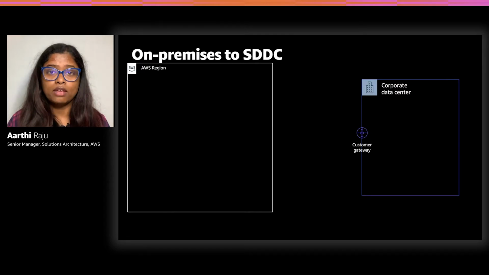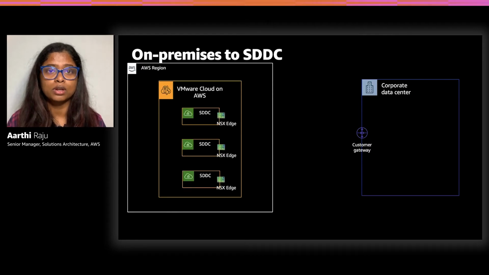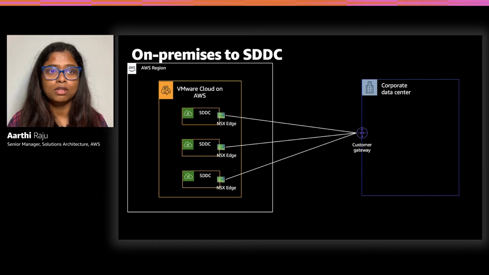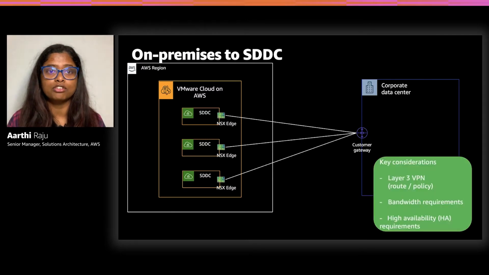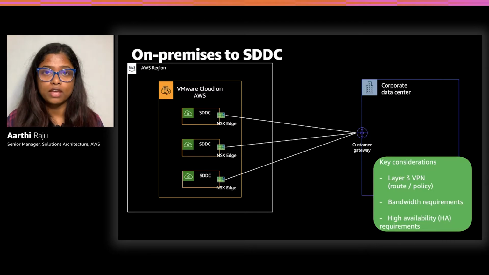So this could be one SDDC or this could be multiple SDDCs. So you see our building blocks here. You have our on-premises environment, you have my AWS region. So within this region, I'm building up my VMware Cloud on AWS environment. I have multiple SDDCs. So first method of connecting between your on-premises and these SDDCs is using a VPN connection. So the VPN connection terminates on the NSX edge on the SDDC side.